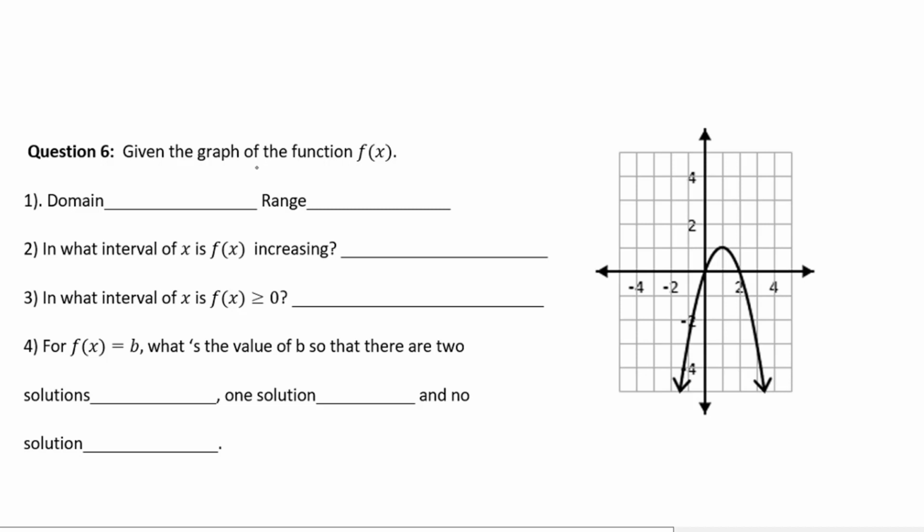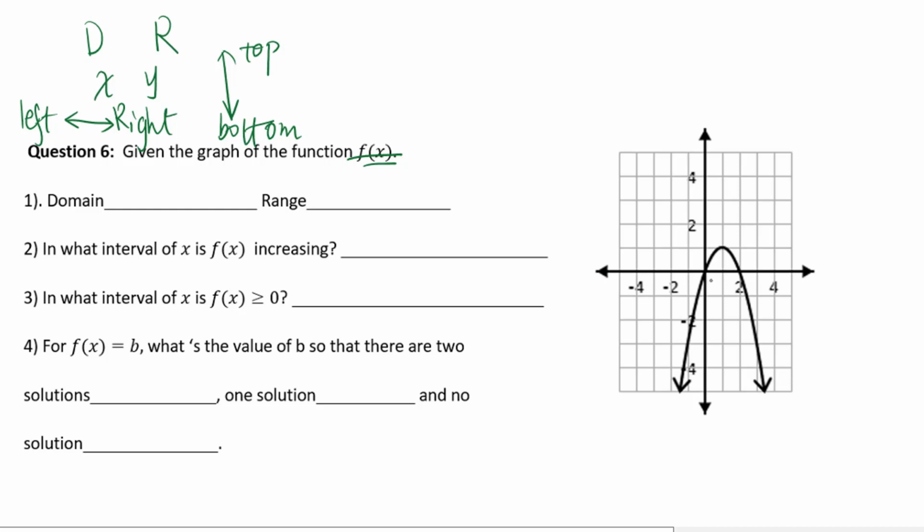Today's lesson is about analyzing the graph of functions. Question 6. Given the graph of the function f of x, figure out the domain and the range. Domain, that is x. Range is y. Domain will be left to right. And the range, you need to figure out the bottom and the top.